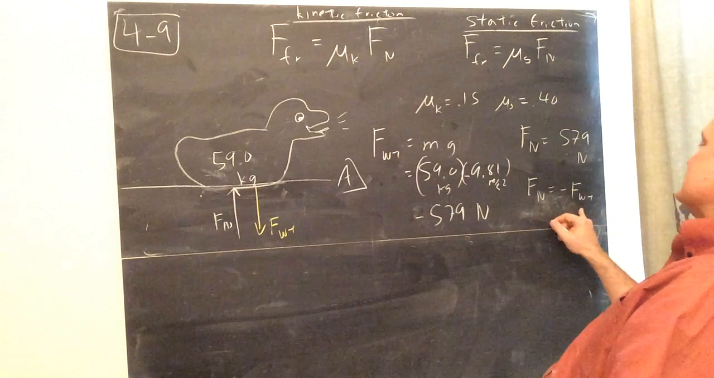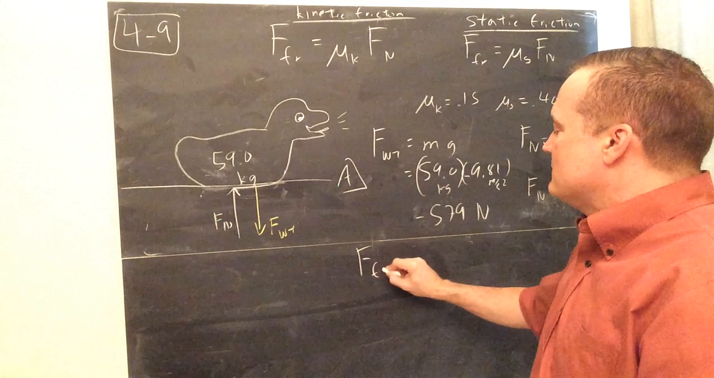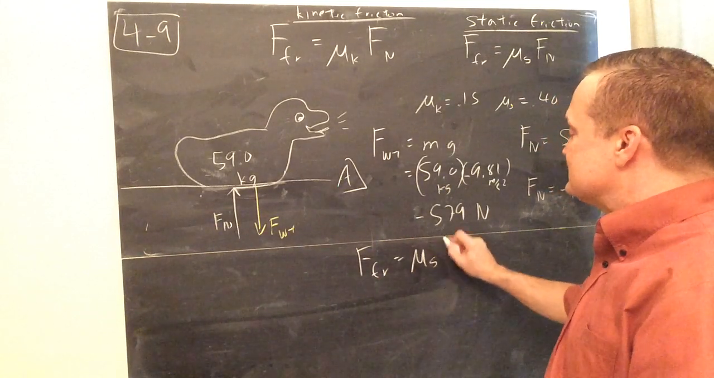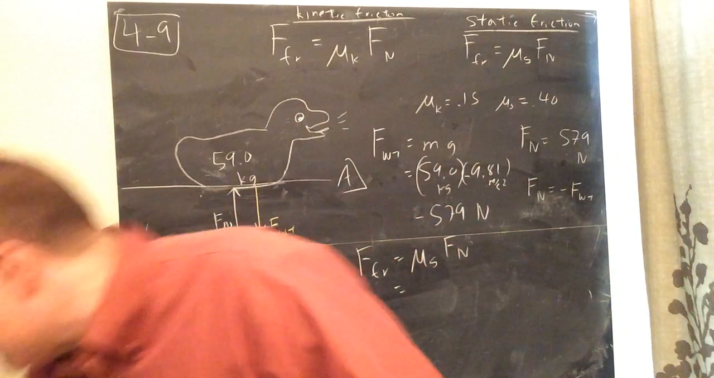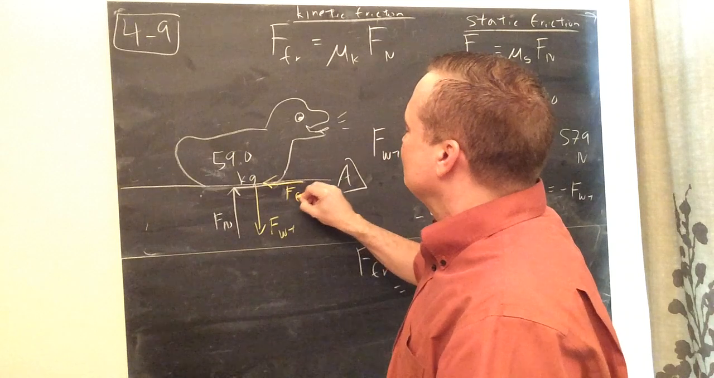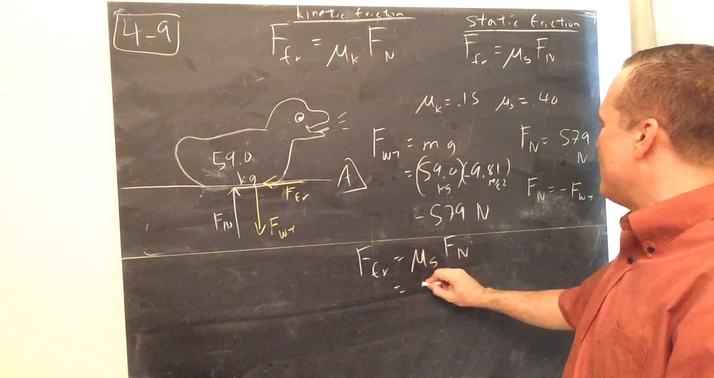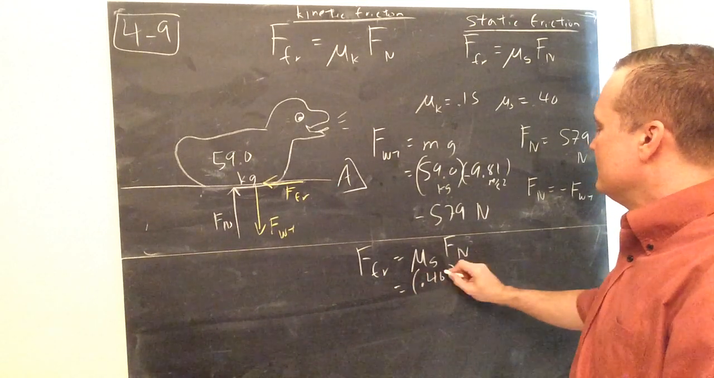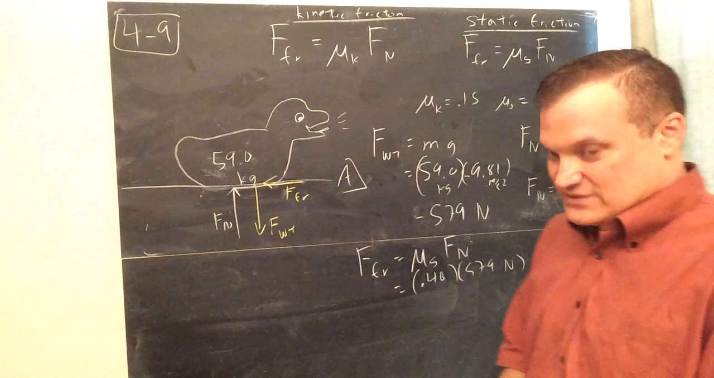So normal force is negative weight in this one, 579. So now the friction to get him in motion would be mu s Fn. By the way, I didn't draw it on there, but the friction force will be going in that direction. The friction force will equal 0.40 times 579 newtons. So what is that going to be?